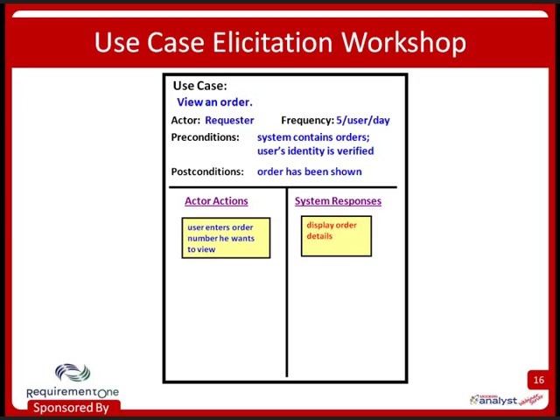So this is a conversation between the actor and the system, a very trivial one, of course. But you can see how that then satisfies the postconditions. We've displayed the order details, so we're done. That's the whole use case. So that's the normal flow, the happy path.